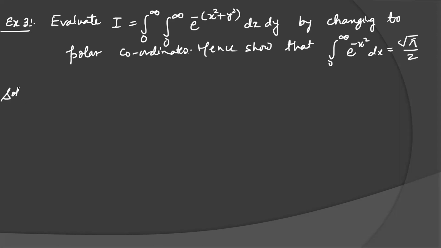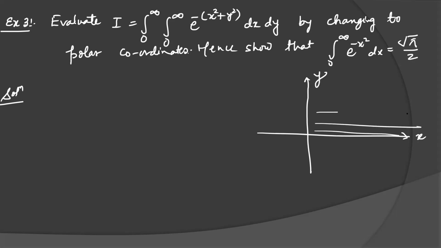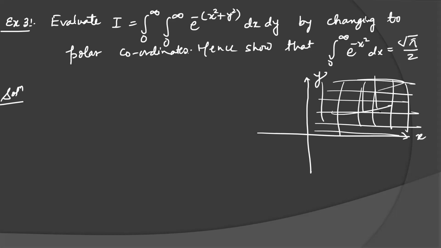Let's see the solution. Change to polar coordinates. Firstly, I am going to draw this region in the xy plane. The limit of x and y both is from 0 to infinity, which means x is positive and y is positive, so it will be in the first quadrant. 0 to infinity is like this unbounded region. The region is not bounded because it is going up to infinity.